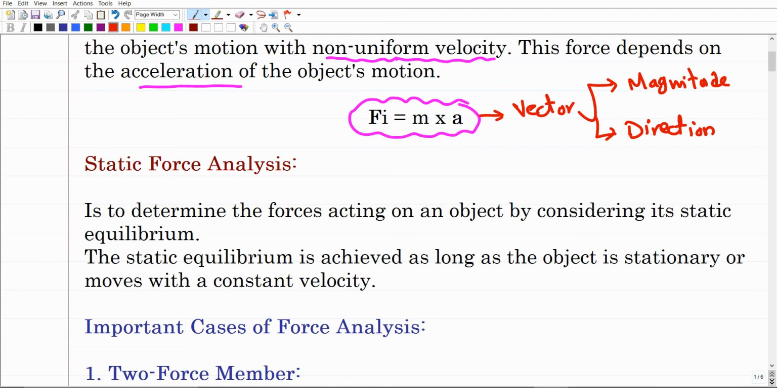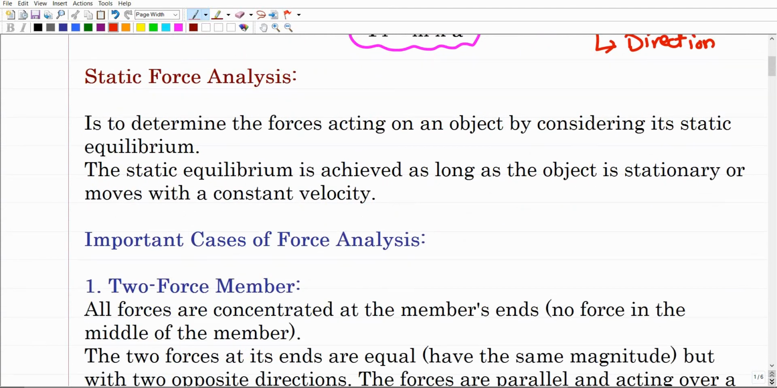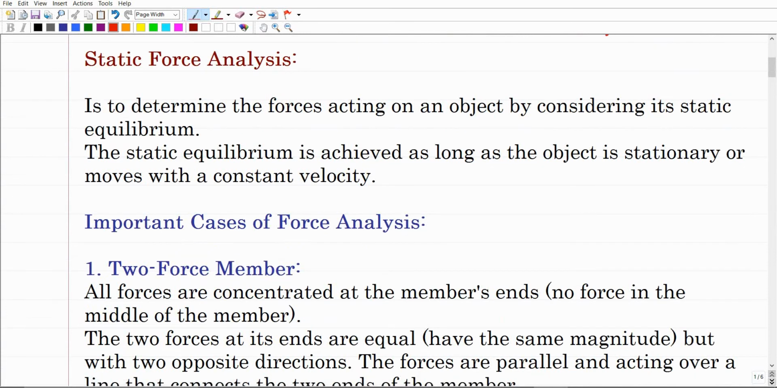So you could consider that this is like an introduction, as I mentioned, to know how we can do force analysis in general. And again, the focus is on the dynamic force analysis, but to explain it to you and to understand it, let us start with the simplest case, which is the static force analysis. So what does static mean?